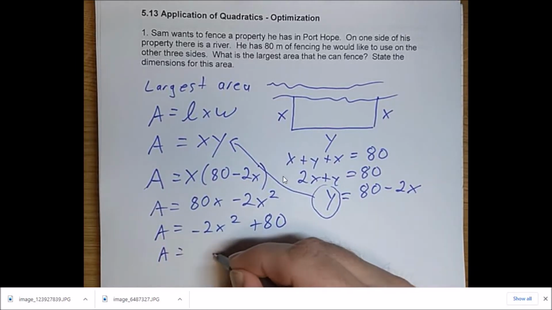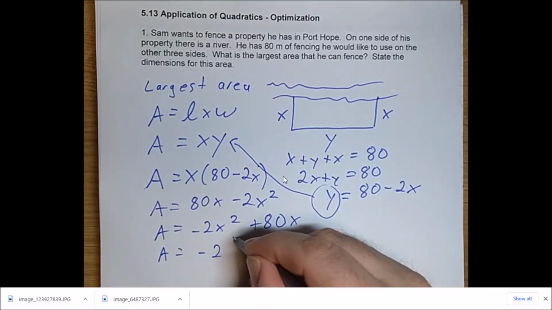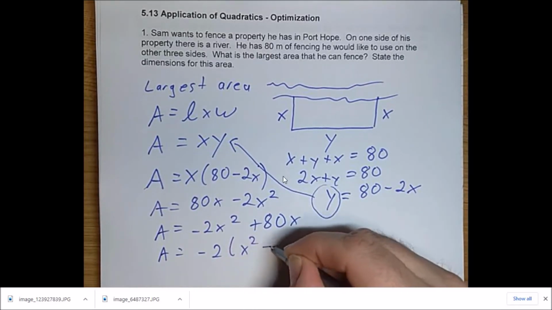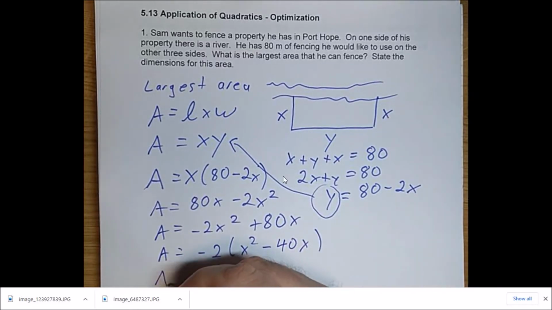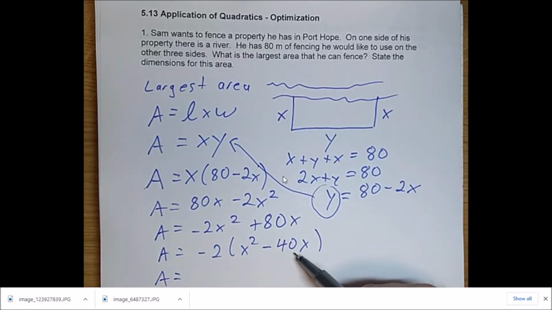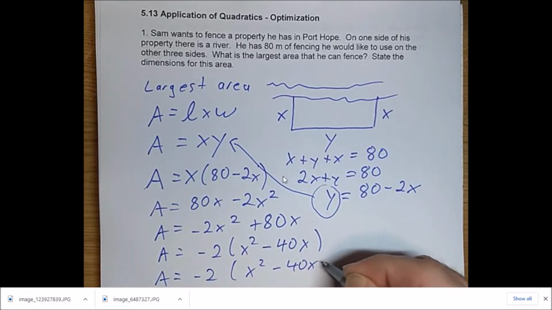So area is going to be minus 2, miss the x here, minus 2, and you get x squared minus 40x. Now we're going to continue completing the square. We're going to take 40 divided by 2. So 20. 20 squared is 400. So minus 2, x squared minus 40x. 40 divided by 2 is 20.